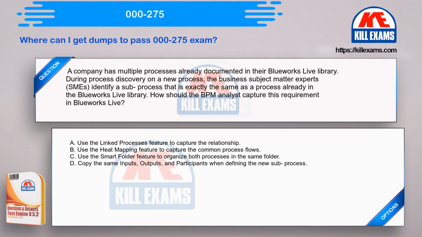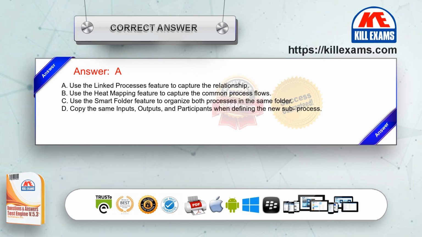Option A. Use the linked processes feature to capture the relationship. Option B. Use the heat mapping feature to capture the common process flows. Option C. Use the Smart Folder feature to organize both processes in the same folder. Option D. Copy the same inputs, outputs, and participants when defining the new sub-process. The correct answer is option A.